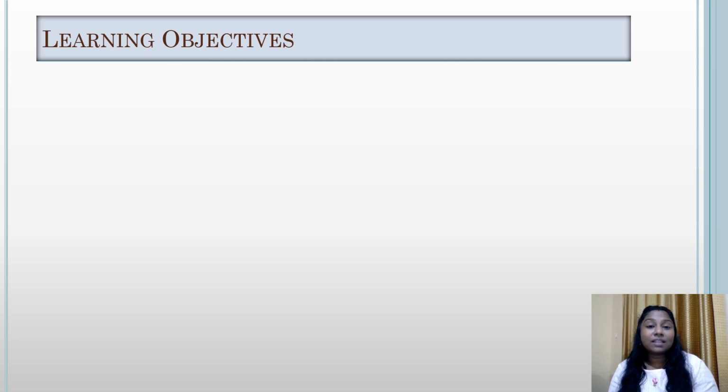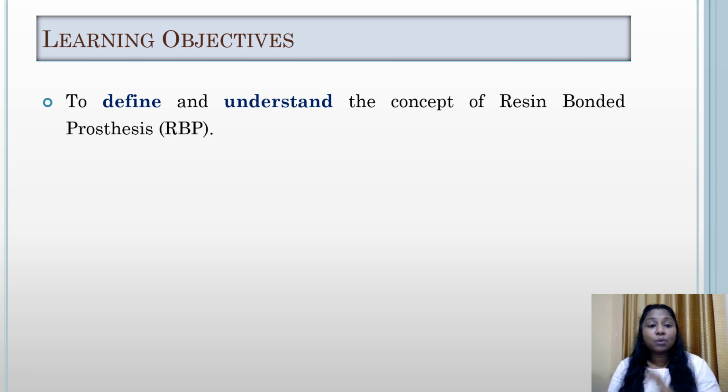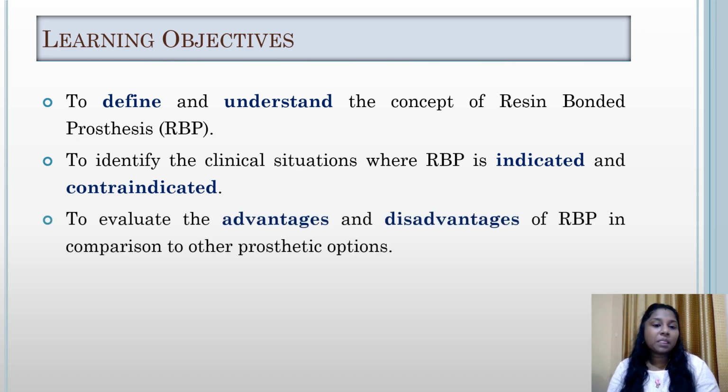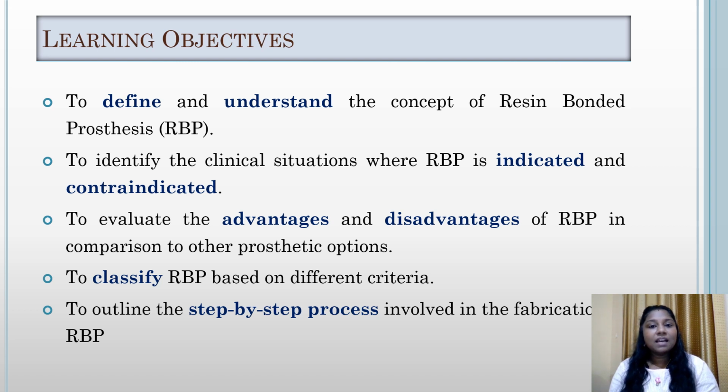So let's see the learning objectives of today's module. At the end of the module, I want you all to define and understand the concept of what resin bonded bridges are about. We also should be able to understand where to use and where not to use these resin bonded bridges. The advantages and disadvantages have to be evaluated. And also, I want you all to know and classify the different types of resin bonded bridges. And finally, have a clear idea about the step-by-step process of what resin bonded bridges are.